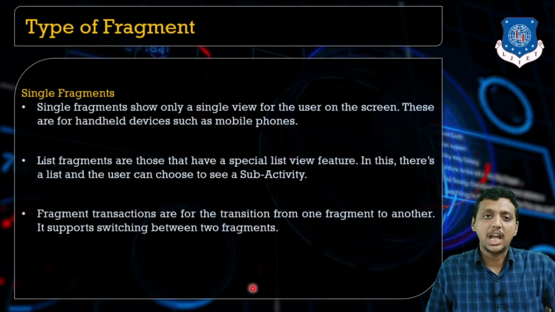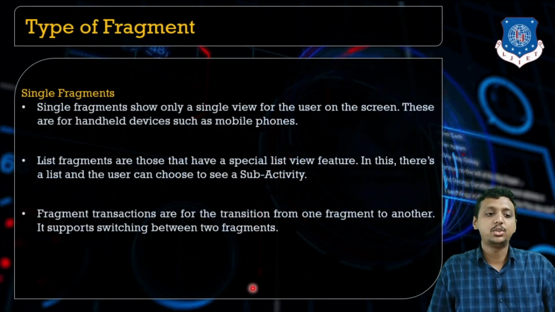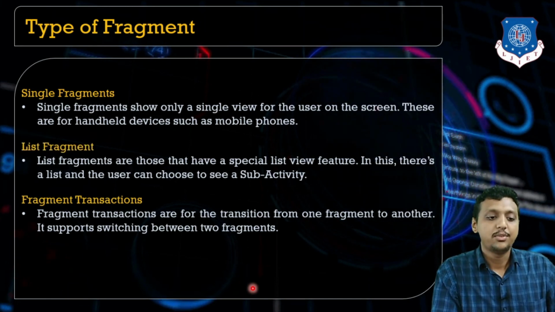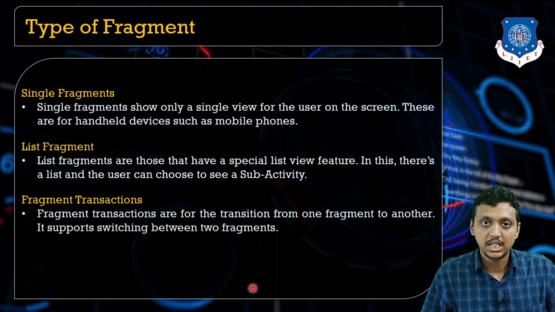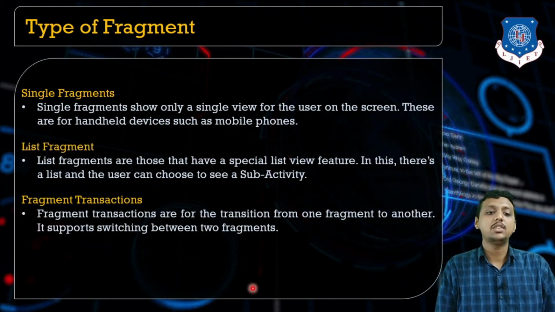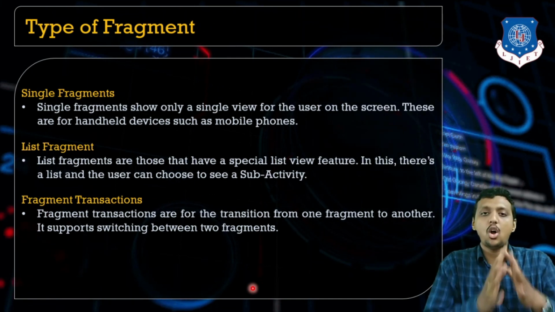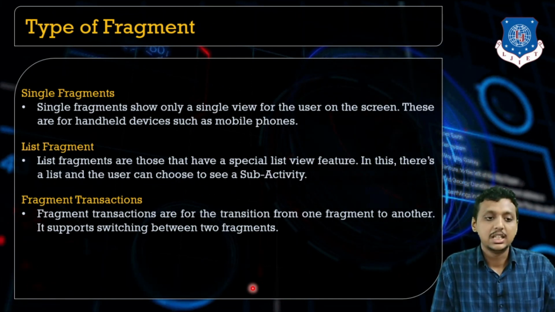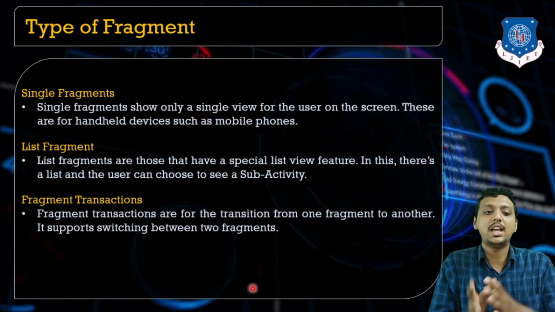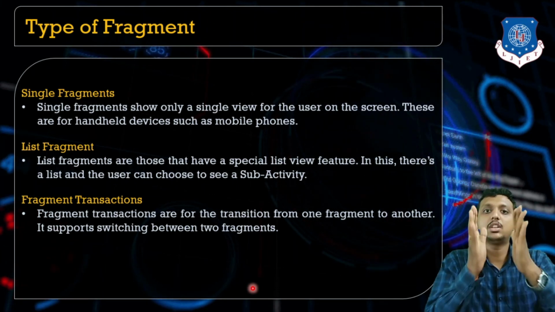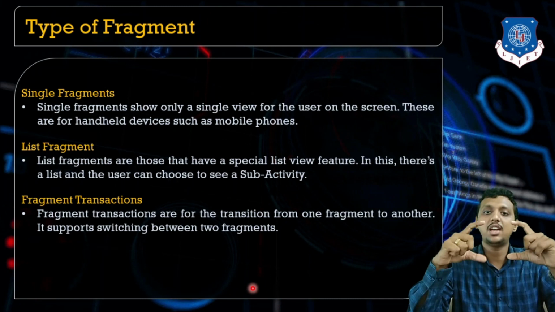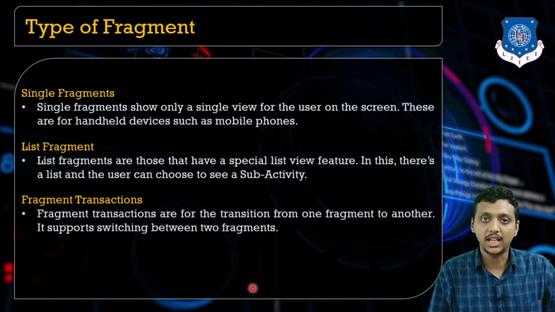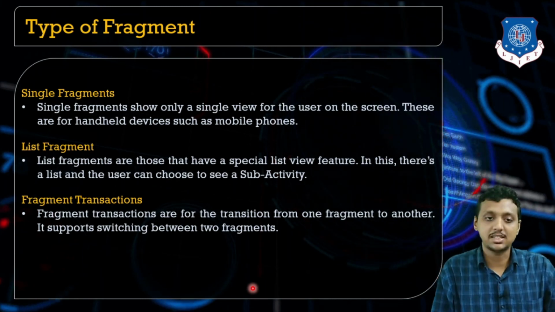So when we talk about the types of fragments, students, fragments can be divided into different parts like single fragment, fragment transaction, and list fragment. In the single fragment, students, we show a single view on a single user screen. These are handheld devices such as a mobile phone. Like we have one smartphone here, and we have only one fragment there. So on the activity, we have only one fragment.